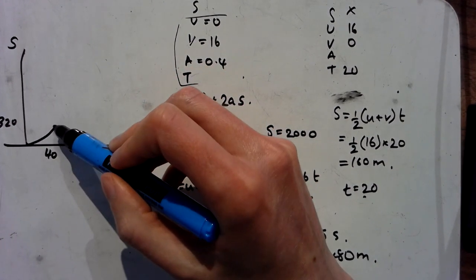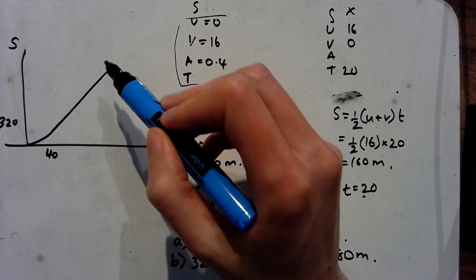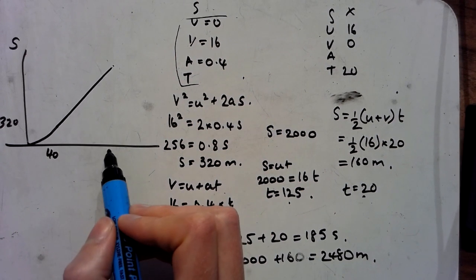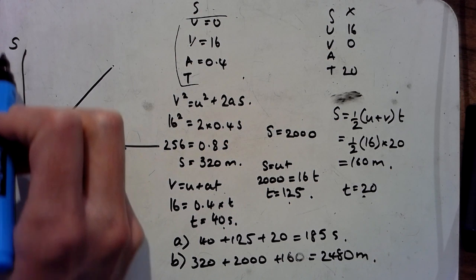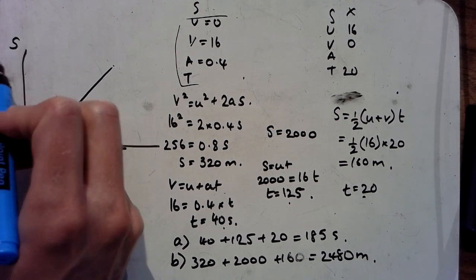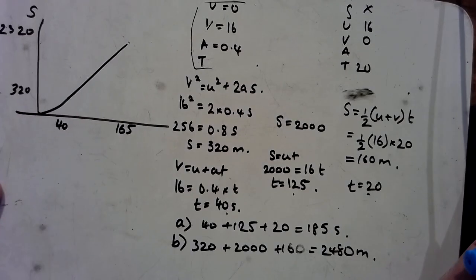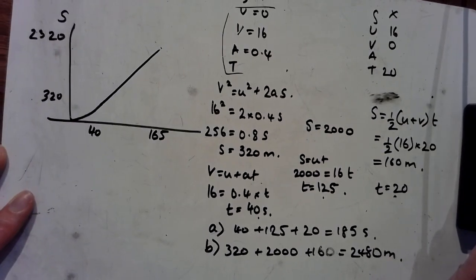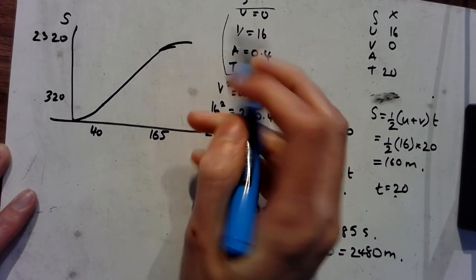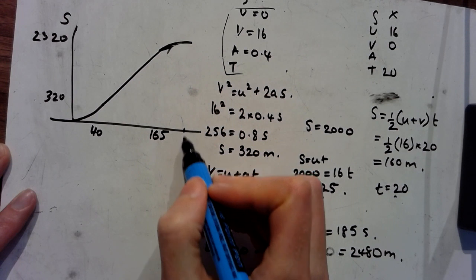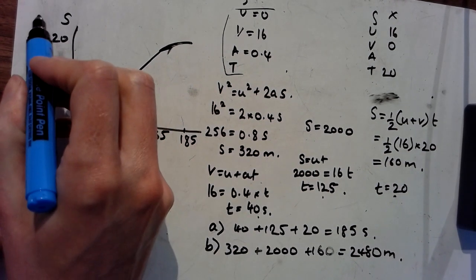Once I reach that speed, I then carry on at steady speed, so the displacement time graph would be a straight line. That's for another 125 seconds, that will make it 165 in total, and another 2,000 meters, so that's 2,320. And then let's just move the camera over so you can see that a bit better. And then I decelerate for another 20 seconds, so it's going to be slowing down. So that's 185 and another 160 meters, so that's 2,480.